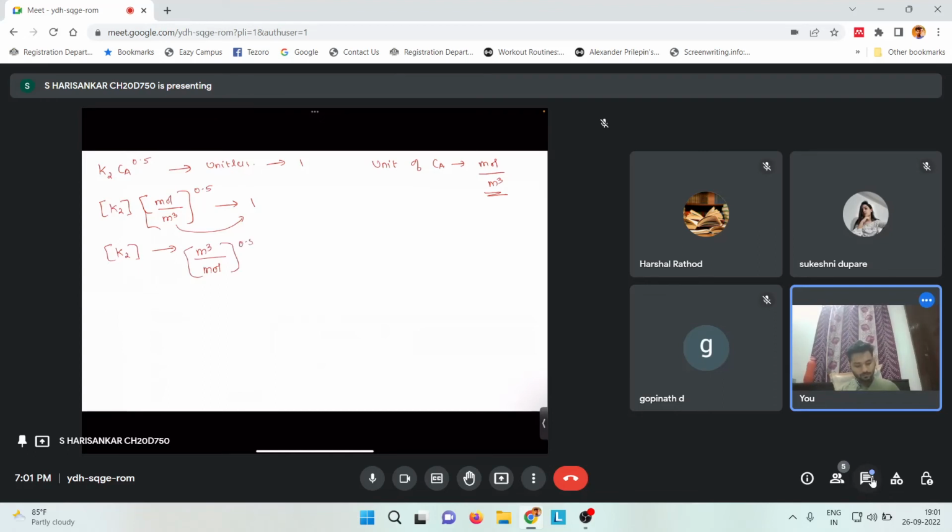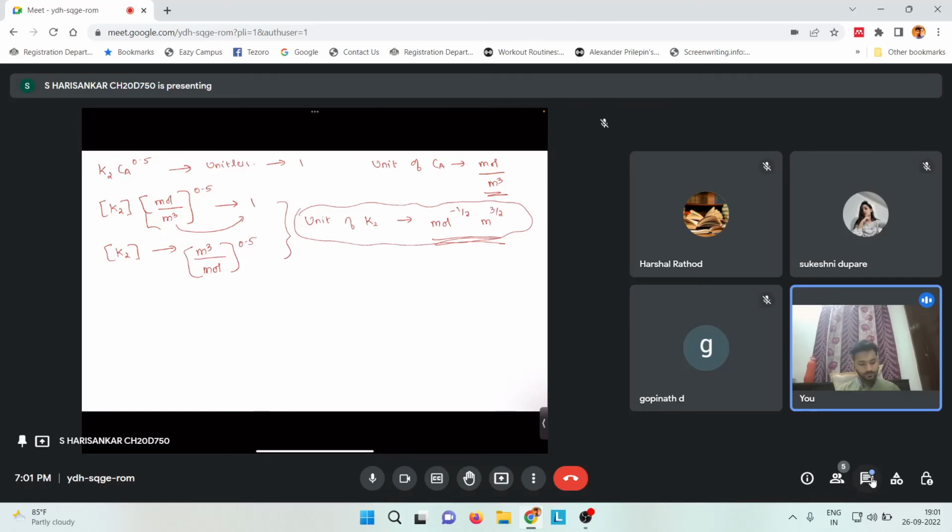Okay. So basically what we are saying is unit of K2 should be, so we'll take this denominator mole to numerator, mole raised to minus 0.5 or minus 1 by 2, meter cube raised to 3 into 0.5 or 1.5, that is 3 by 2. So this should be unit of K2.